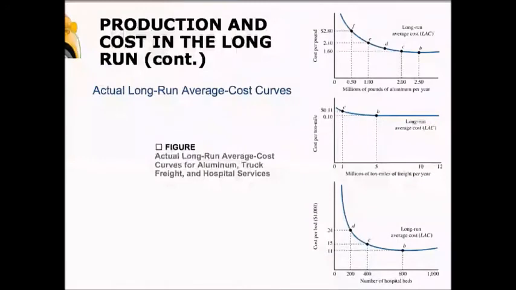It takes different L shapes for different industries. So here's some actual long-run average cost curves for different industries. This is for the aluminum industry. This one's for miles of freight, moving it with trucks or railroads. And this is for the number of hospital beds. So different industries reach the point where the indivisible inputs and the specialization of labor run out at different levels of output. So you get a different L shape. But most long-run average cost curves are going to have this L shape.